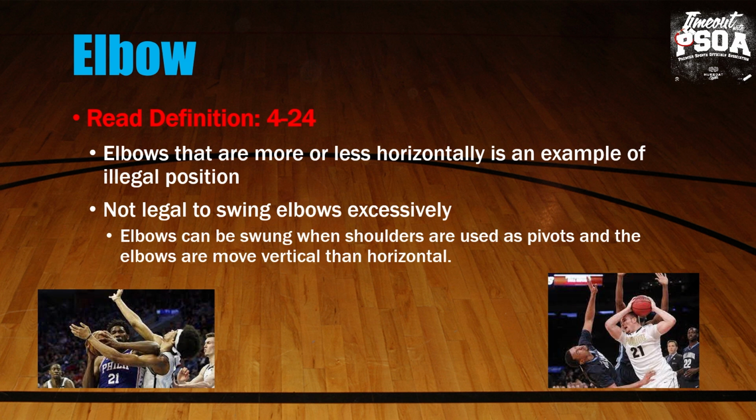Elbow. This is where elbows are more or less horizontal, and it's an illegal position. When those elbows are in a more horizontal position, above the ground, the elbows are not facing downwards, they are now facing outwards. If they swing and contact the opponent, this is a foul on the player with the ball. This is where it happens a lot.